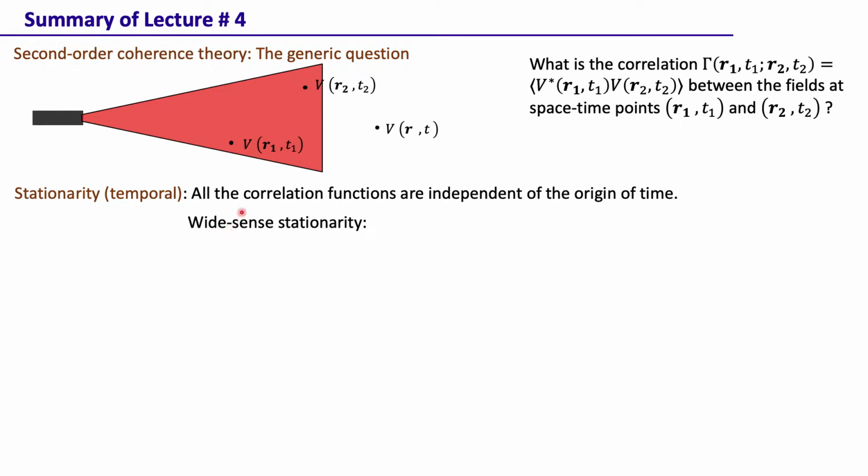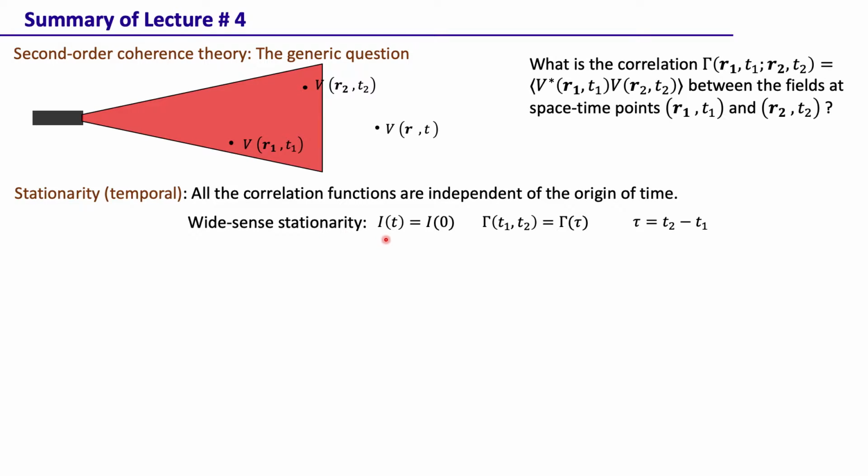Now usually it is very difficult to find the correlation functions of all orders, so in most cases we only deal with what's called wide sense stationarity. In this one, as long as the mean and the second order correlation function are independent of the origin of time, we call it wide sense stationary.